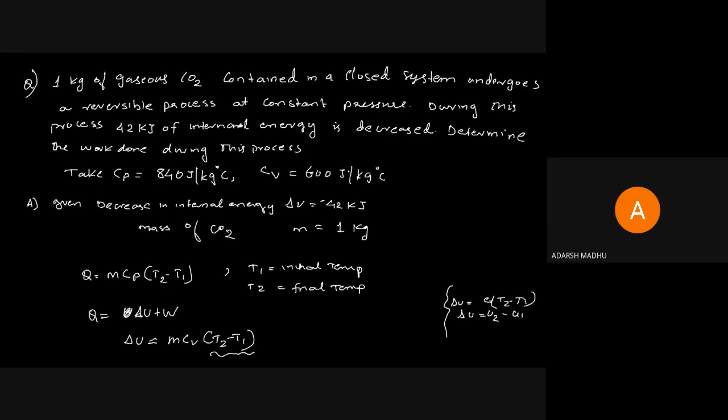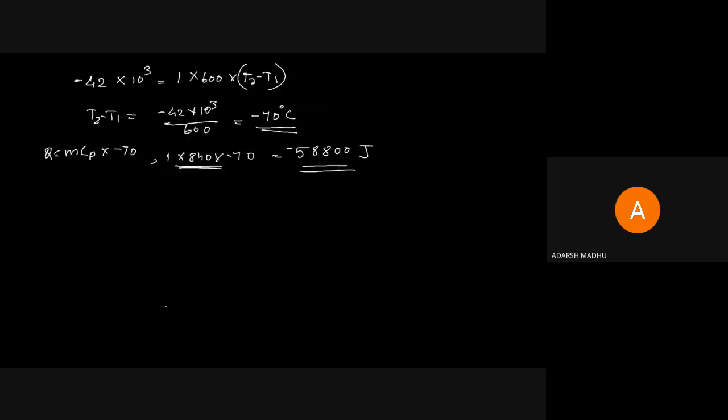After getting the value of Q, we can find the value of W from here. We know that Q equal to delta U plus W, or Q equal to U2 minus U1 plus W. So W, the work done, is equal to Q minus delta U.